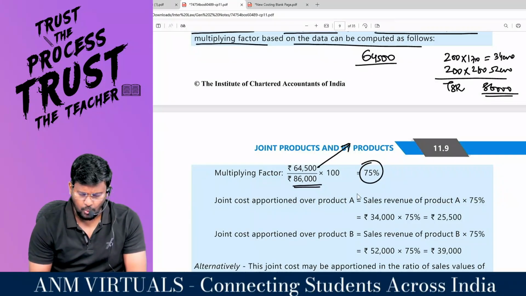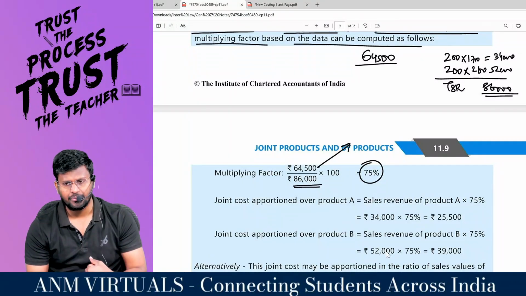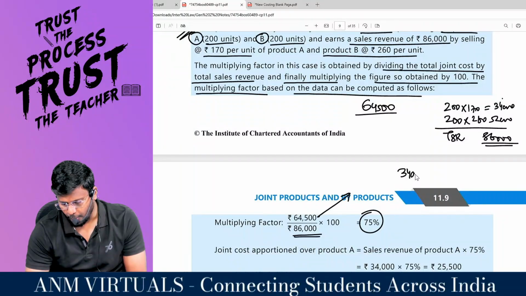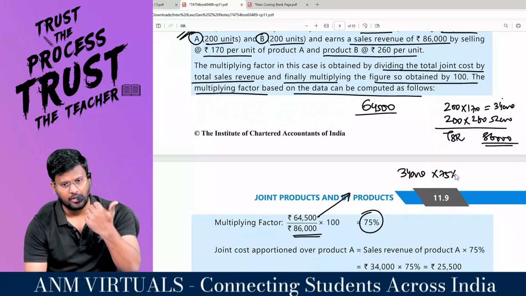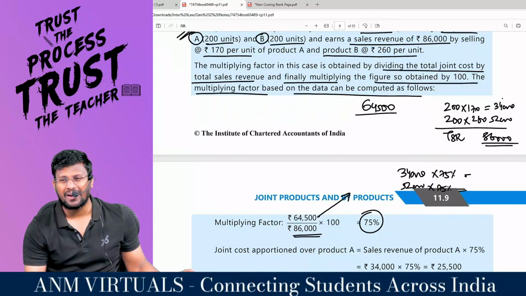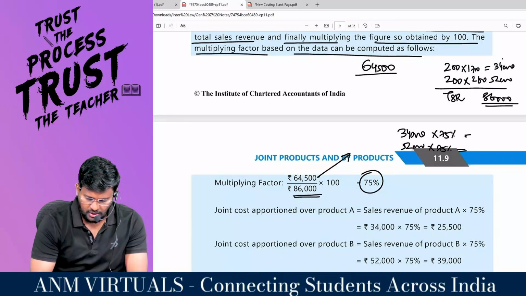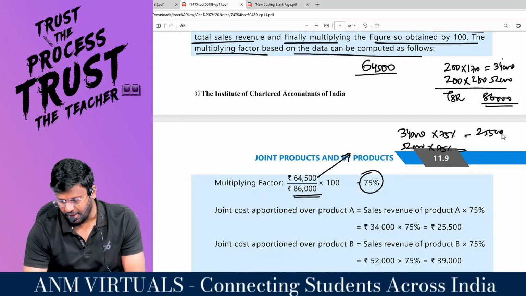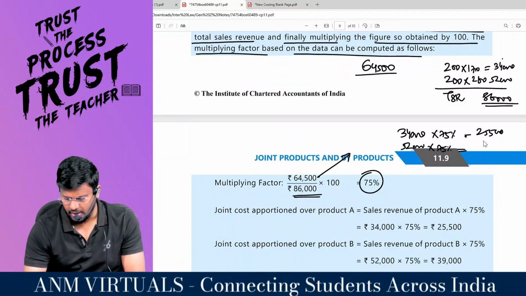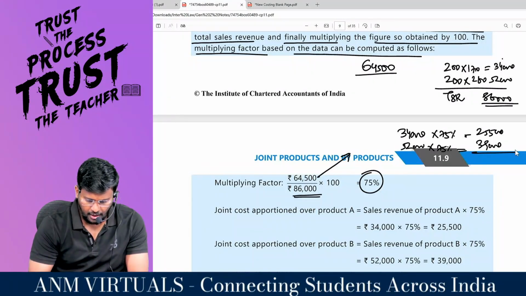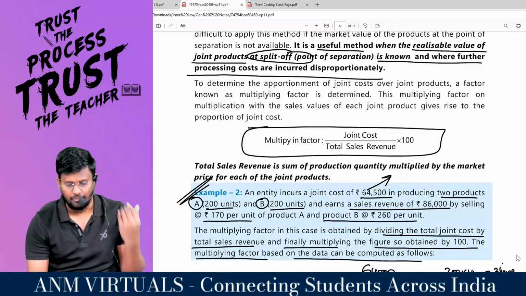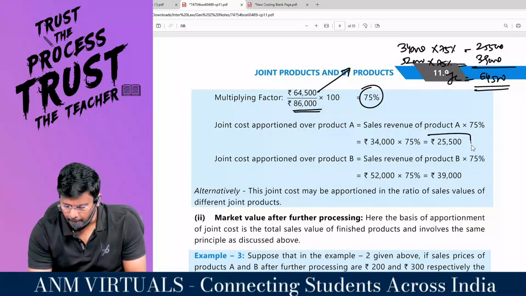So 75% of the sales revenue is the joint cost. Now my sales value is 34,000. Product-wise, 75% of 34,000 is the joint cost to be apportioned to the first product, and 75% of 52,000 for the second. This is called the multiplying factor. 34,000 into 75% comes to 25,500, which goes to the first product. 52,000 into 75% comes to 39,000. So 25,500 plus 39,000 comes to 64,500, the total joint cost you have incurred. Comfortable? So this is the third method of apportioning the joint cost.